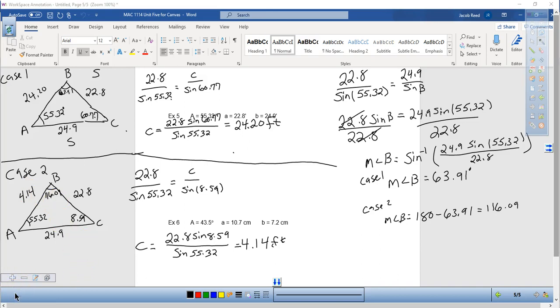So in this particular case, we end up with two triangles. We check for geometric accuracy. Smallest angle, smallest side, checks out. Largest angle, largest side, checks out. Middle angle, intermediate, checks out. Case 2, largest angle, largest side, checks out. Smallest angle, smallest side, checks out. And intermediate checks out. In this case, both of these triangles are valid. This would be solving with law of sines, where two triangles are actually valid answers. Okay?